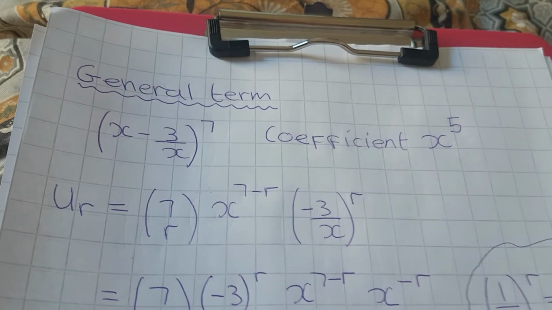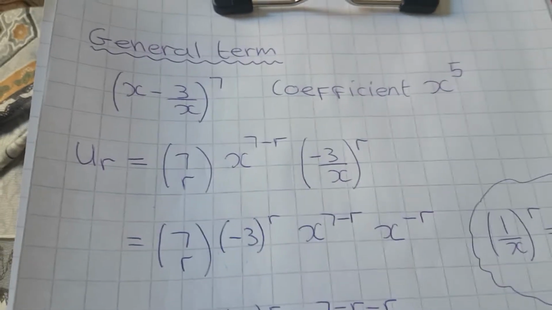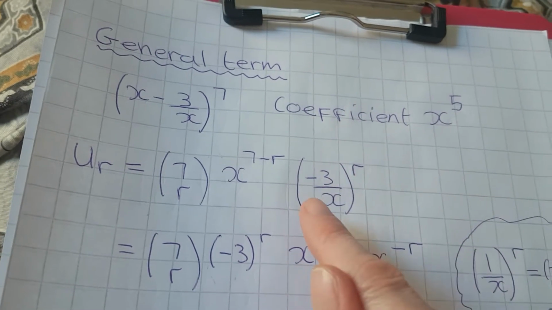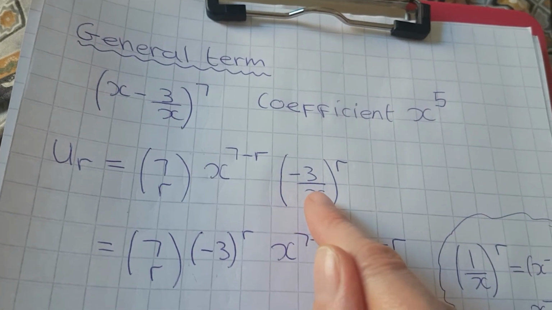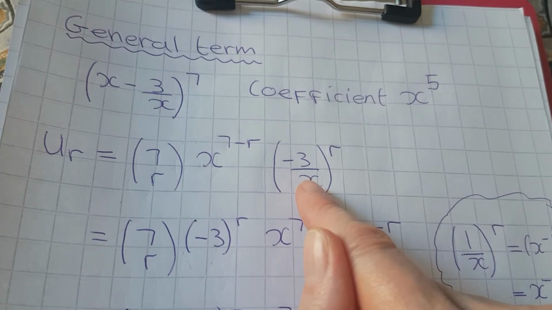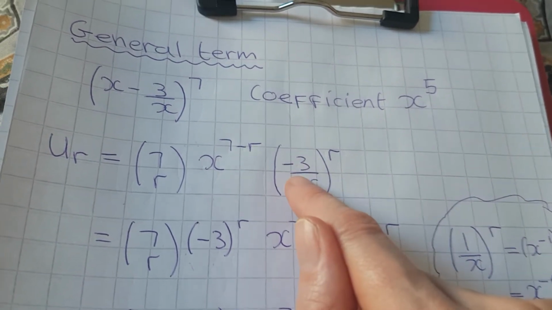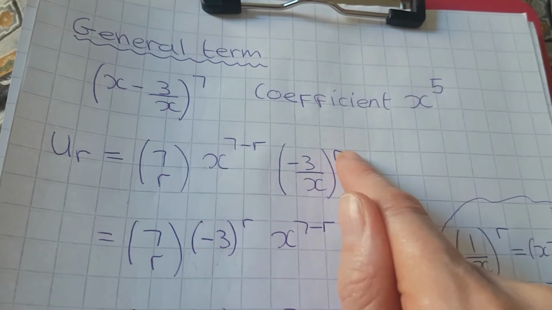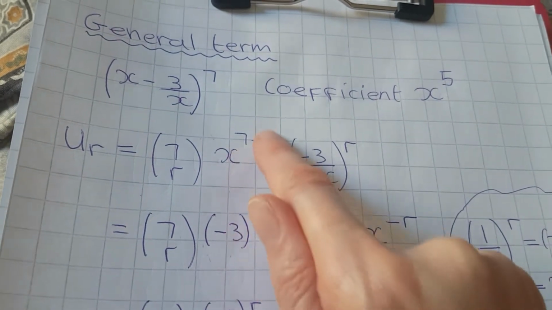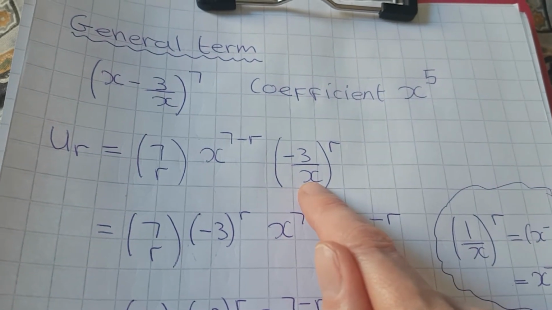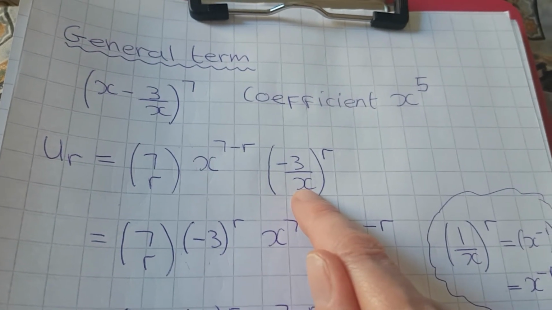We now need to tidy this up because we want the x's all together. So we're going to separate the numbers from the x's. So I'm going to take the negative 3 out. We can see it's to the power of r, so I've put it over here. Here's our x here, copied that through. Now this x is at the bottom. I want to bring it to the top.